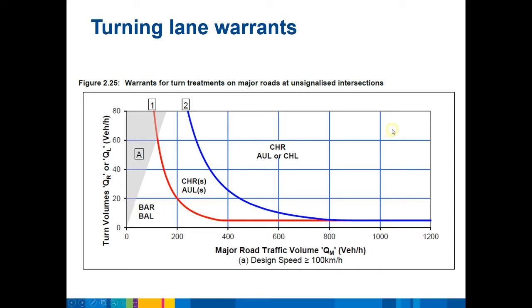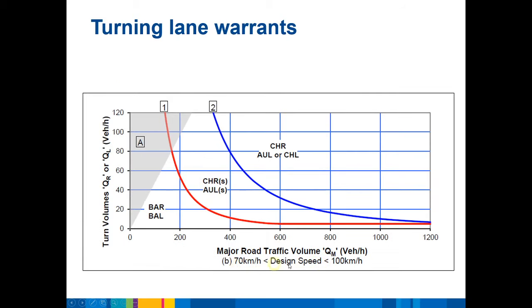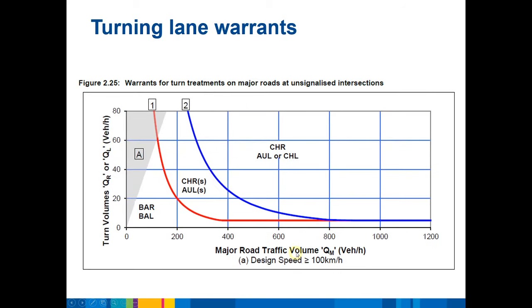And here are the warrants themselves. There are 3 diagrams that look basically the same as this, and they change with speed limit. We've got one that's 100 kilometers an hour, one that's 70 to 100, and one that's less than 70. On their vertical axis, they have the turning volume in vehicles per hour, and this is the vehicle volumes that we are adding. So your traffic generating development is going to produce a demand on this axis, and then your major road has a result on this axis. You basically read up the 2 points, and you find out where you sit.